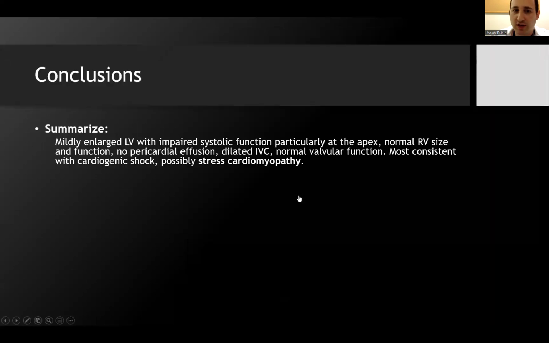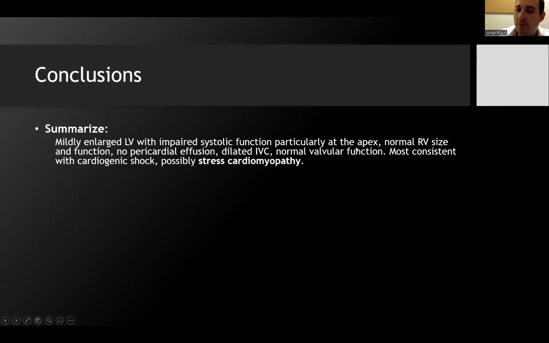And so if you put these all together, I think you might say that you have a mildly enlarged, maybe more than mildly enlarged LV with impaired systolic function, perhaps particularly at the apex with better function at the base, and normal RV size and function without pericardial effusion. So this is probably a patient, if they're in undifferentiated shock and you don't think that they have underlying reduced EF, they're probably in new cardiogenic shock, maybe a stress cardiomyopathy, maybe not.